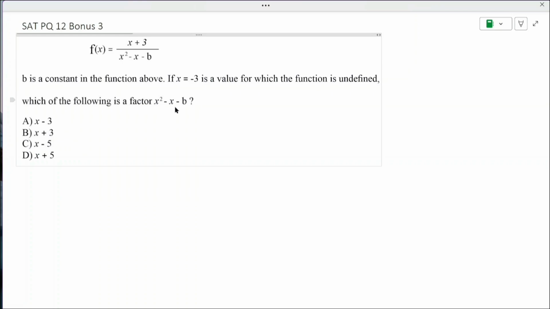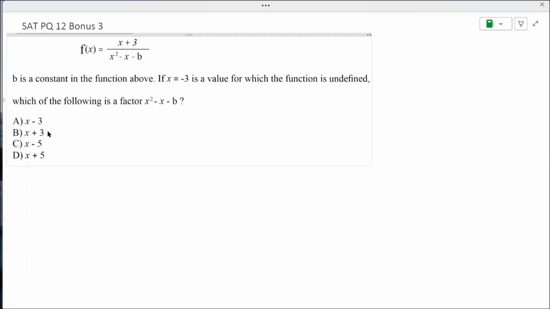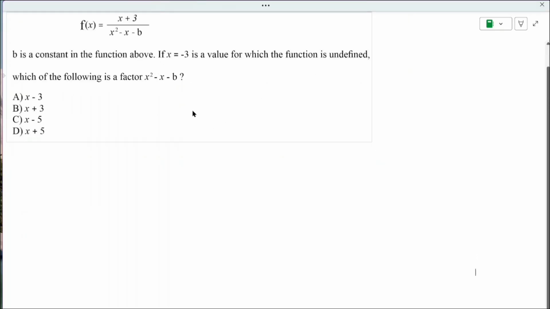And that is the core of the question, because the question says, which of the following is a factor? That means the core of it is talking about the factor of this expression, x squared minus x minus b. It's the same as the denominator of this function. So we have to find which of these options is a factor of this expression. That means we're working more with division in polynomials. But we also need the undefined value to aid us. The topic function is just to create the question and not really needed in solving it.